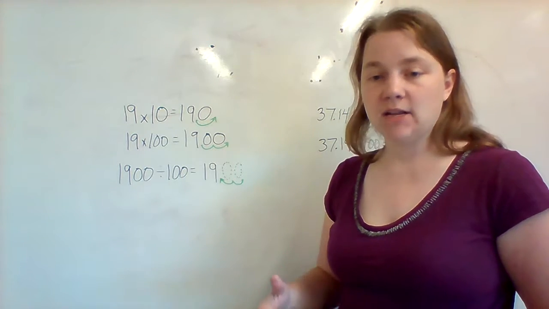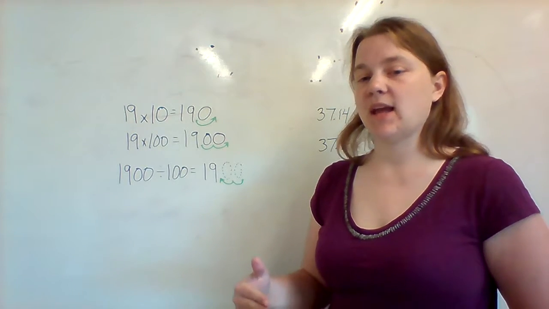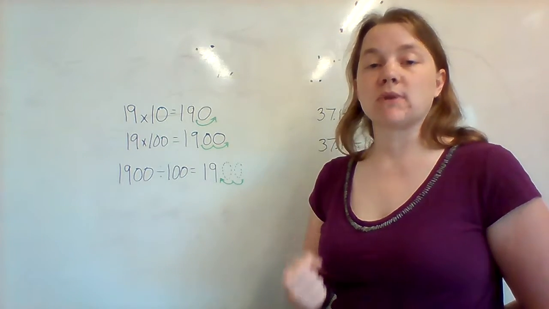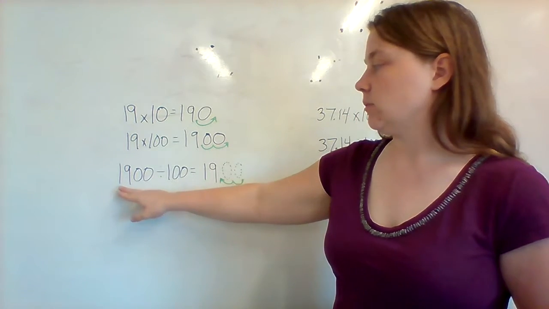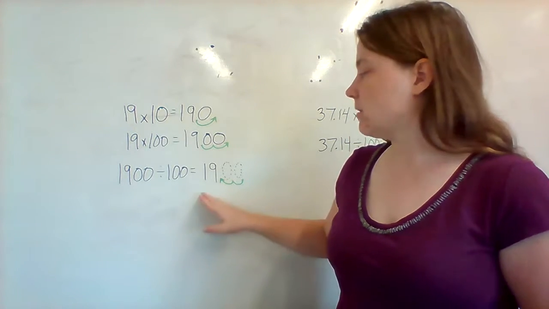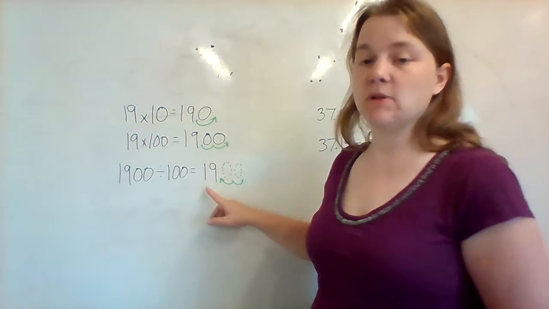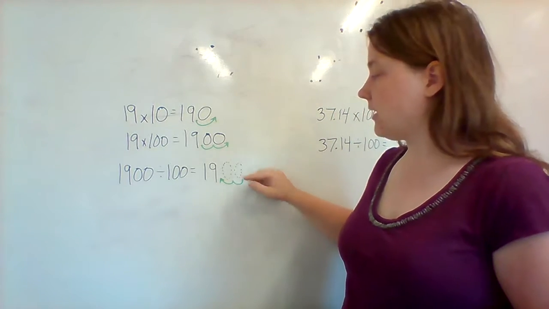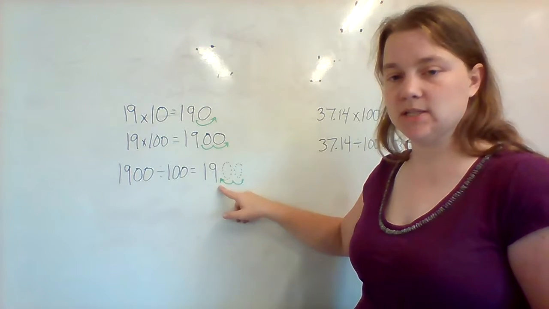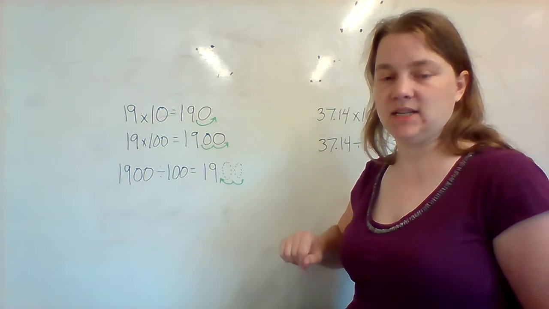When we're dividing by 100, the same thing happens, but the decimal needs to move the other direction because we're getting rid of those zeros. So 1,900 divided by 100 is going to be just 19. It used to be 1,900 and then 2 zeros disappeared. So the decimal shifted over 2 places to just make it 19.